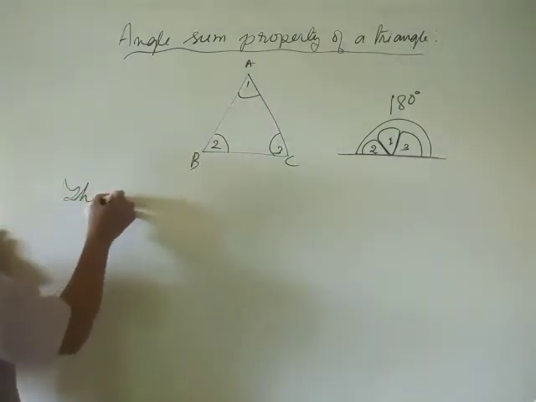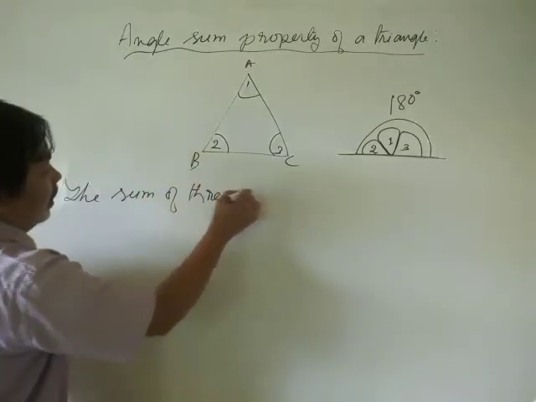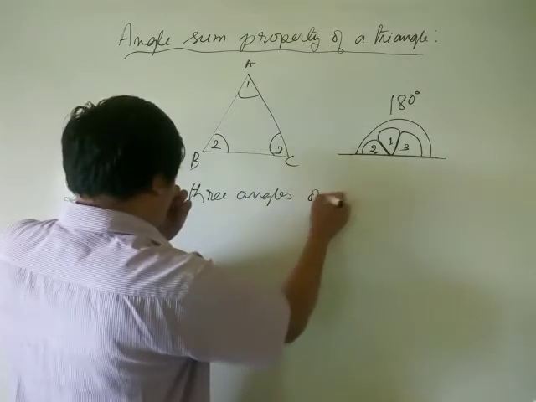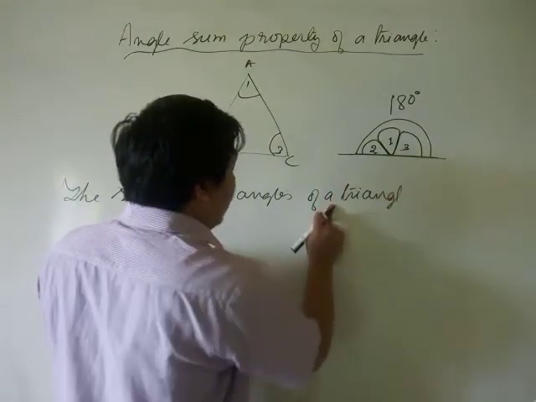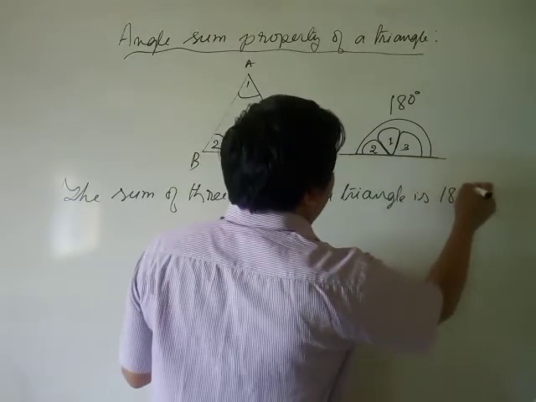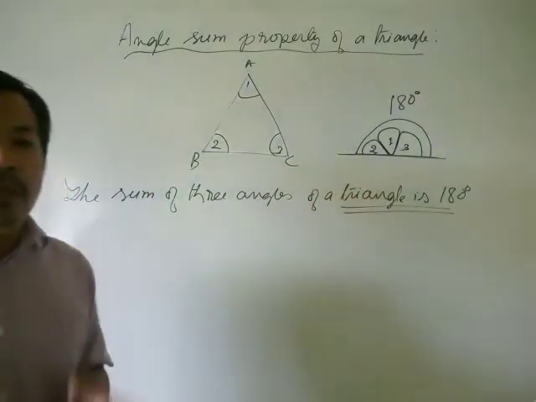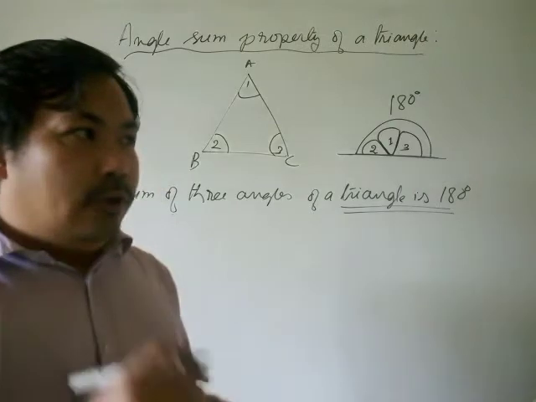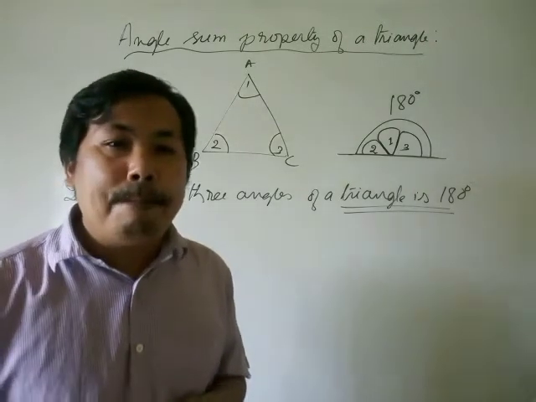So my dear student, the angle sum property of the triangle means the sum of three angles of a triangle, any triangle, is 180 degrees. This is to be remembered, this is to be understood. The sum of three angles of a triangle is 180 degrees, and it is called the angle sum property.